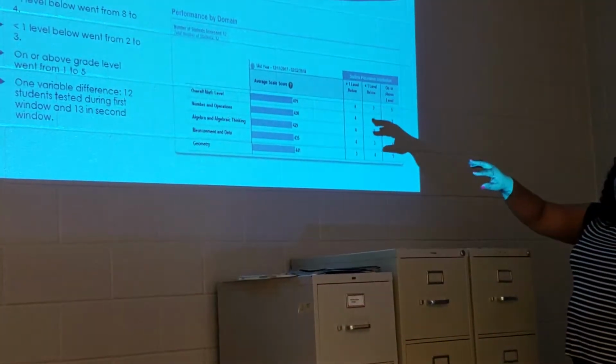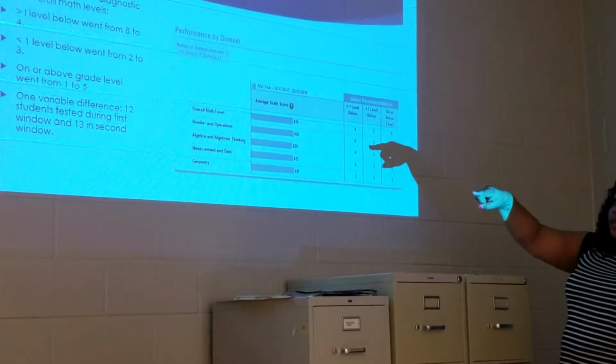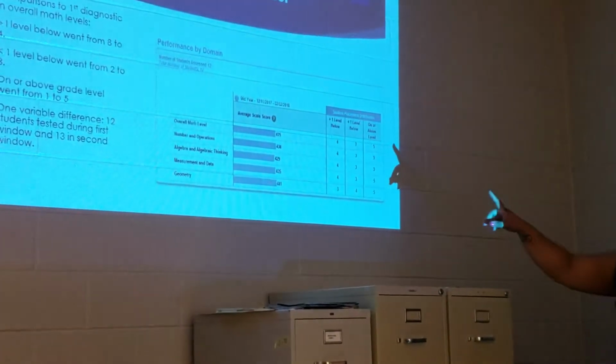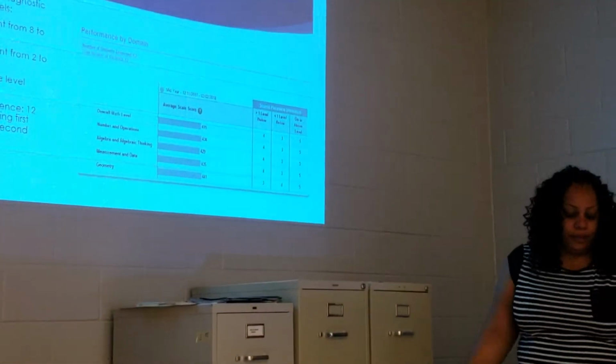One of the only variables difference was that in the fall test, we only had 12 students in the window, and then this one was 13, so we had added a new student.